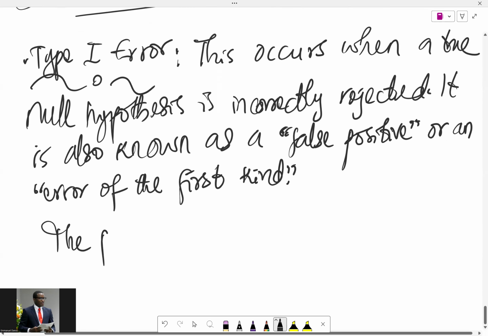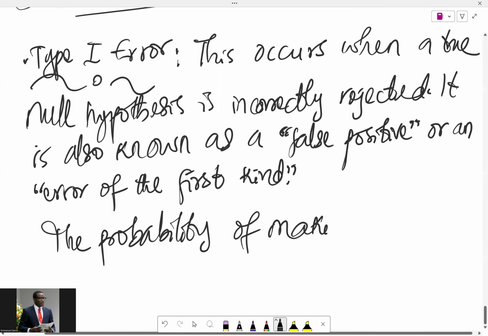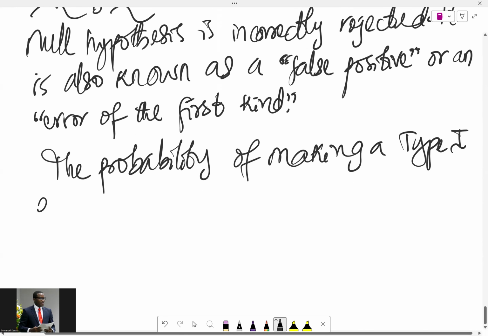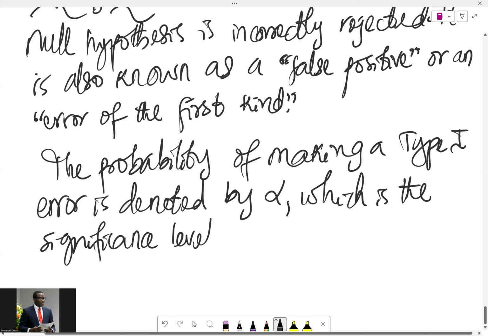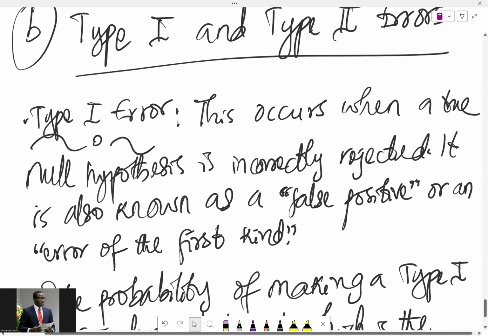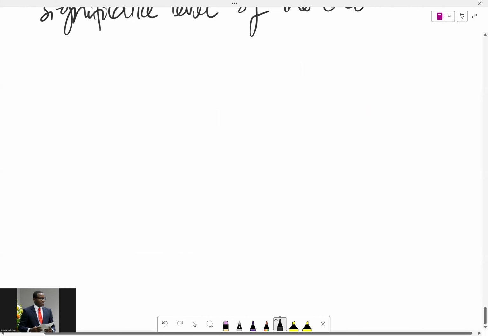So the probability of making a type 1 error is denoted by alpha, which is the significance level of the test. Okay, so that is type 1 error. Let's talk about type 2 error.